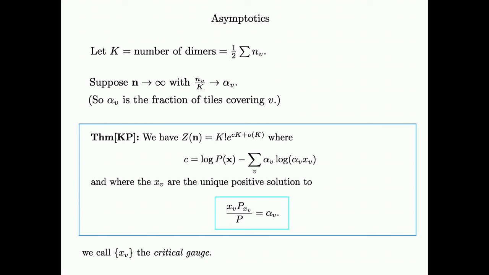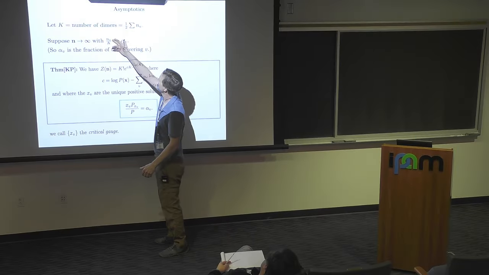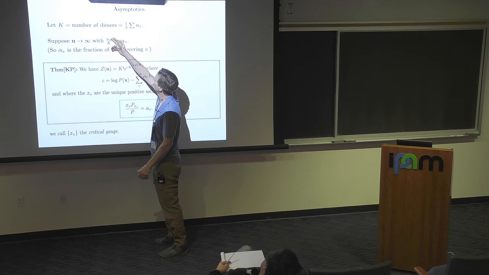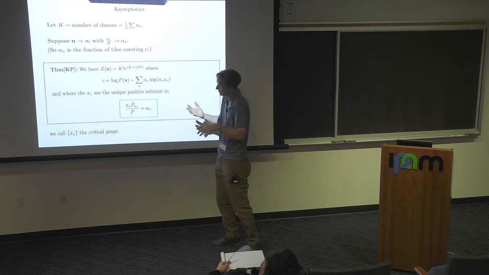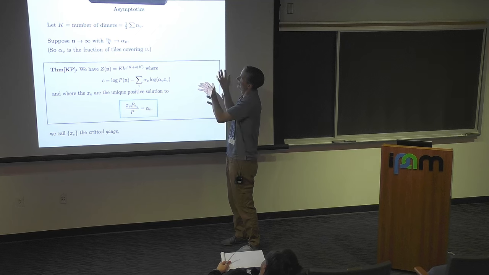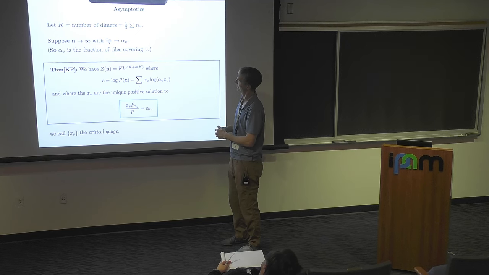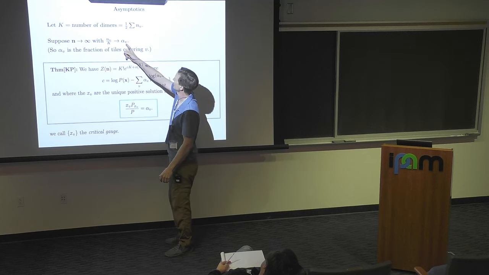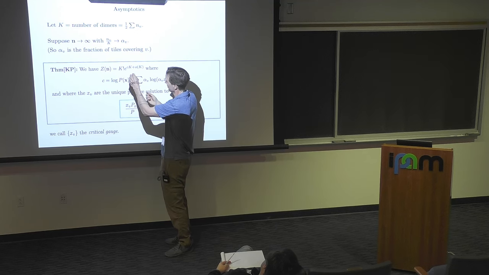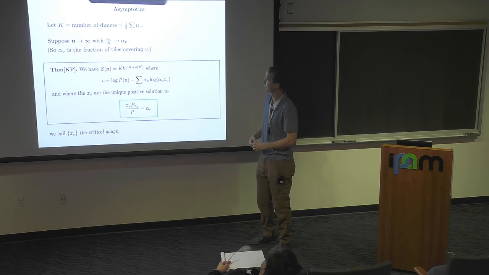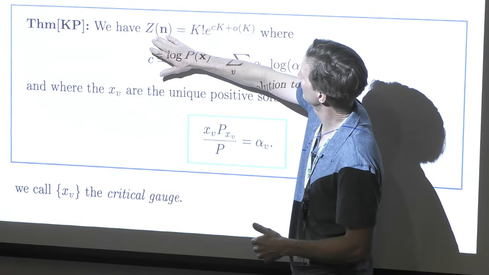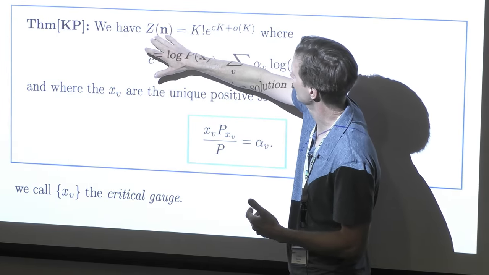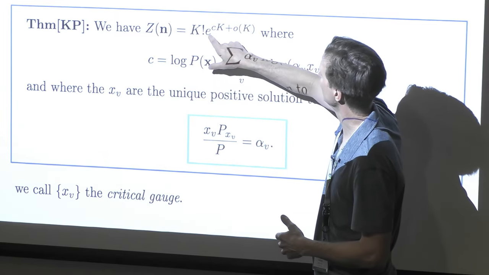Now we're interested in the case when the multiplicities go to infinity in such a way that the ratio of the individual vertex multiplicities to K tends to some constant. So they all tend to infinity so that their ratios tend to constants. Those constants are called alpha v. Those are the fraction of the tiles or dimers covering a vertex v. And then, as in the example, this partition function has this particular form, K factorial times e to the constant C times K.